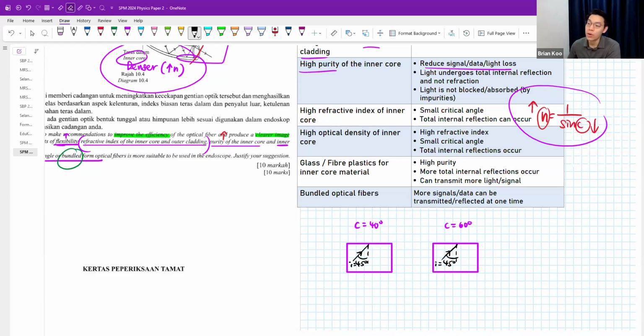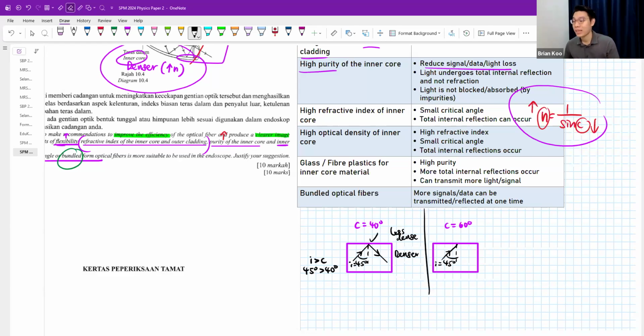You will notice a small critical angle will ensure that my I is easily bigger than the C. It's very easy for my incident angle to be bigger, which is a requirement for total internal reflection to occur. If you are going from denser to less dense, the block is denser, the air is less dense, and also if your I is bigger than C, what will happen? Total internal reflection occurs. Smaller critical angle allows total internal reflection to occur.